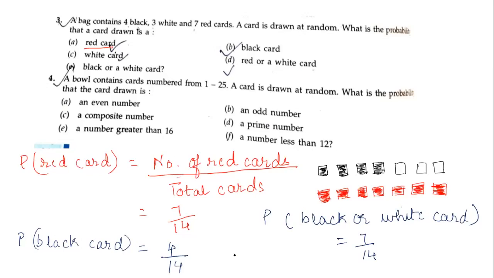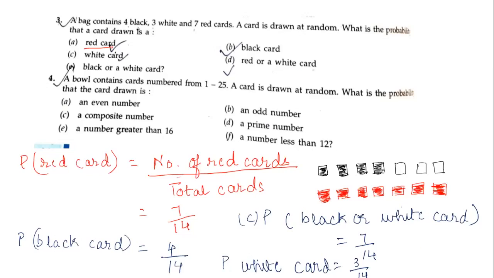अगेन, ये आपका सी पार्ट था. प्रोबेबिलिटी ऑफ व्हाइट कार्ड. व्हाइट कार्ड की प्रोबेबिलिटी क्या है? 3 अपॉन 14. व्हाइट कार्ड की प्रोबेबिलिटी है 3 अपॉन 14.